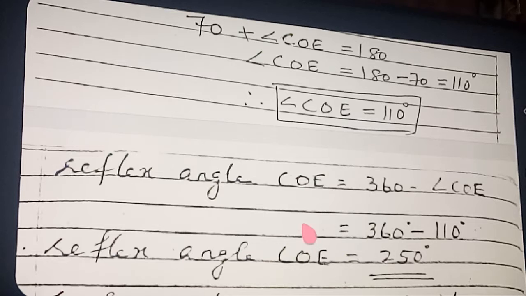Therefore, reflex angle COE is equal to 360 minus angle COE. So what is angle COE? Already you found out here, 110. Therefore, reflex angle COE is equal to 250. Clear? Very clear sum it is. Okay. Again you see and calculate it by yourself.